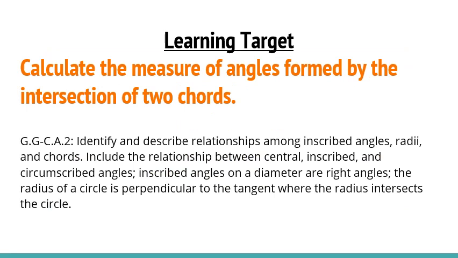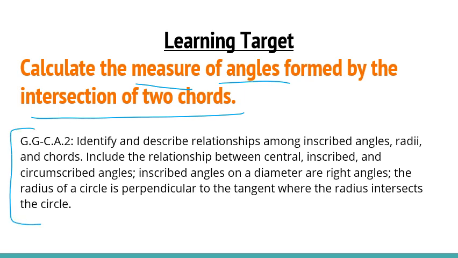All right, here's your learning target for today. We're going to learn how to calculate the measure of angles formed by the intersection of two chords in a circle. This is one of the many theorems in this big standard about angles and lines formed in circles. So this is just one of the many theorems that we're going to focus on.